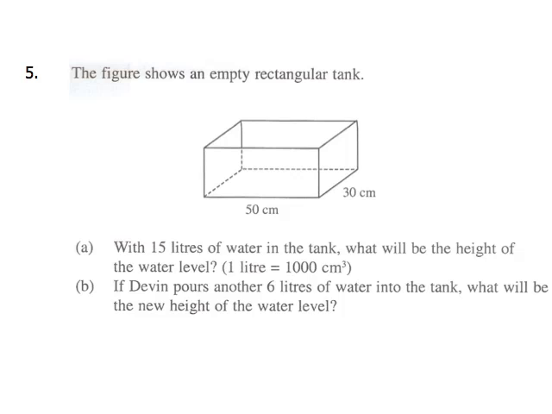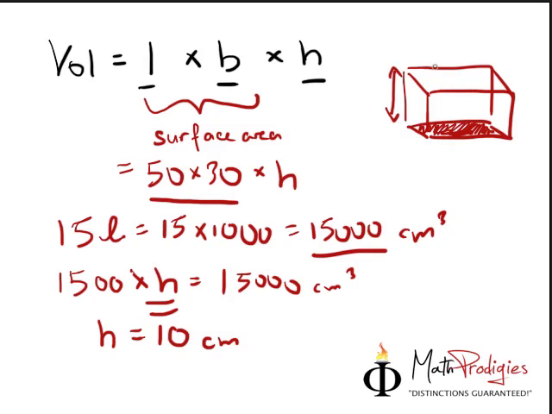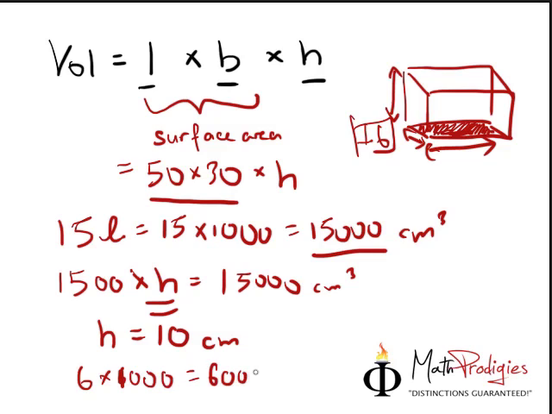Part B says, if Devin pours another 6 liters of water into the tank, what will be the new height? You can't just take plus 6, because you must understand that the bottom, the length and the breadth, is going to affect the height. So 6 liters, again, we do the same way, is equal to 6 times 1000 cm cubed, which gives you 6000 cm cubed.